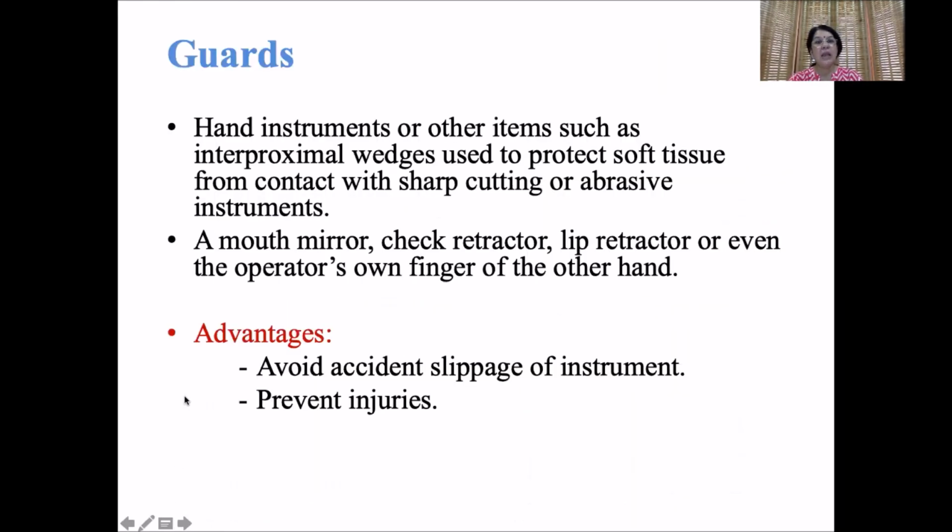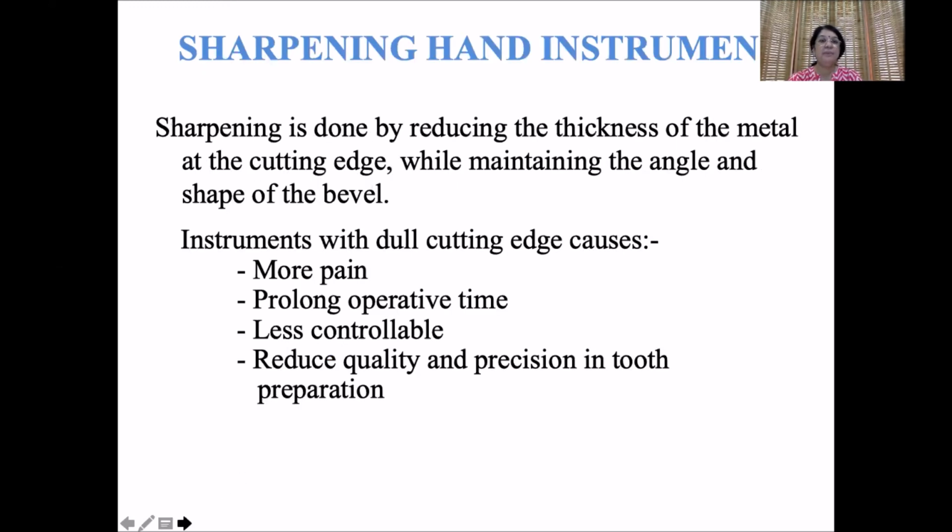The last is the guards. Guards are the instruments such as the mirror or a cheek retractor or a lip retractor, which you use to remove the soft tissue from the area of your interest. As I told you earlier also, if you're working on a cavity on the lingual side of the lower molars, then the tongue will keep on interfering. You have to hold the tongue back with a cheek retractor or a mouth mirror, or you have to retract the lips and the cheeks also. Advantages are they avoid accidents, slippage of instruments, and prevent injuries.